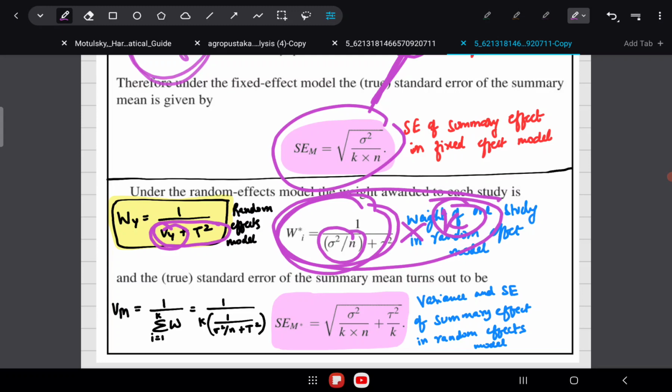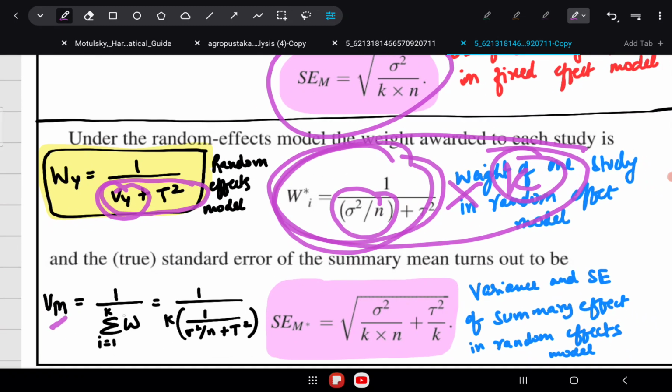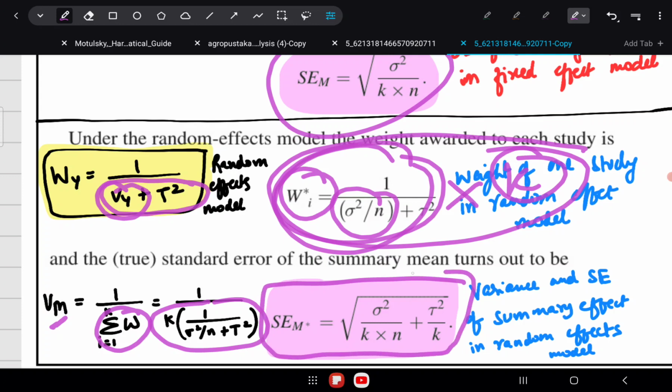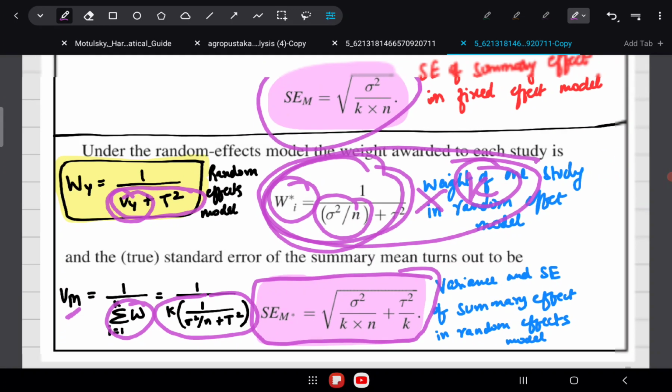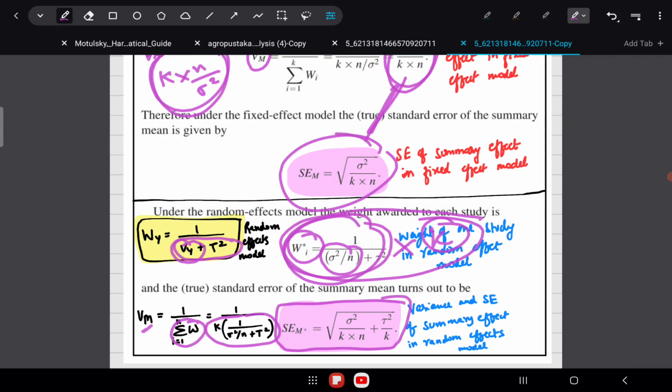The weight of the summary effect will be just the reciprocal of the summation of weights of all the studies, and this is k into the weight of one study. So the standard error of the summary effect will come out to be this. You can calculate if you want. This will be sigma square by kn plus tau square by k. So you can see the formulas are exactly the same.